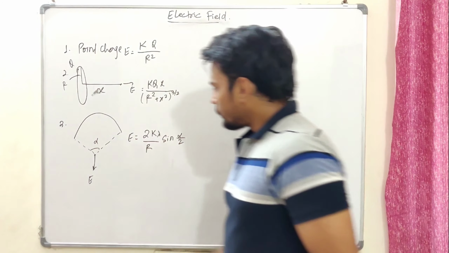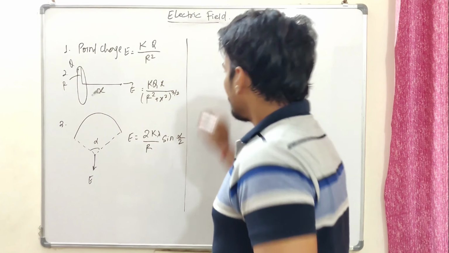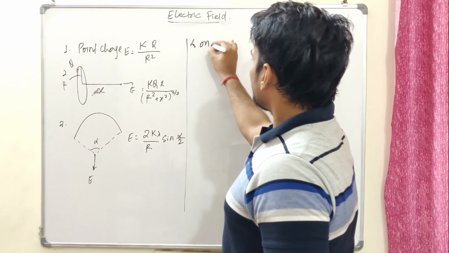Now the next part was the disc. The fourth one: the field on the axis of a disc.